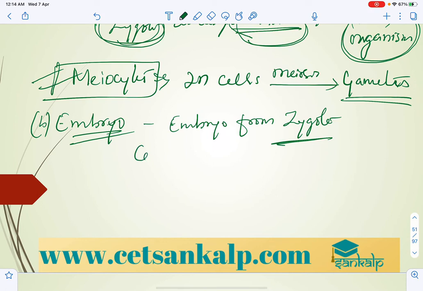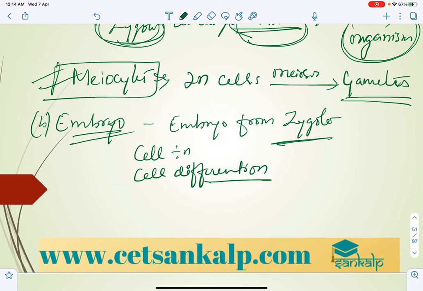Already mentioned that cell division will be there and cell differentiation. When differentiation occurs, different tissues are going to be produced. So specialized tissues and organs will be produced, based on whether the zygote develops into the embryo outside the body of the female parent or inside the body of the female parent.